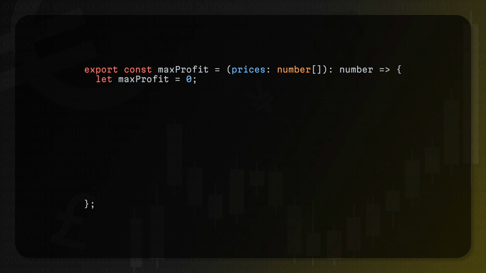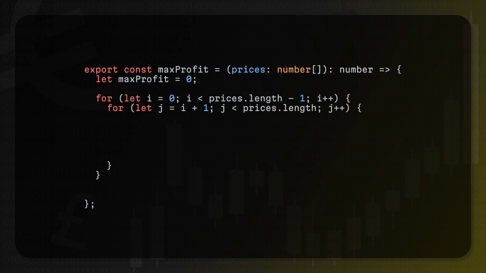First, we create a variable called maxProfit and set it to 0. This will keep track of the highest profit we have seen so far. Next, we use two nested loops. The outer loop selects the day to buy the stock, that's i. The inner loop picks a day to sell the stock, any day after the buy day, that's j.